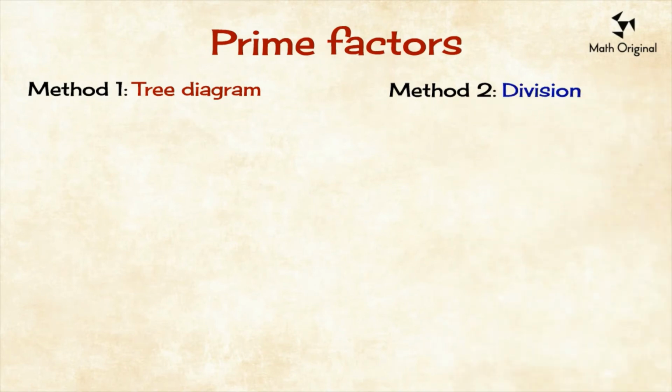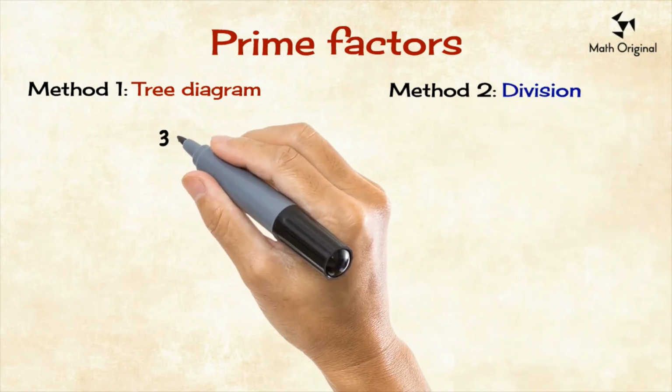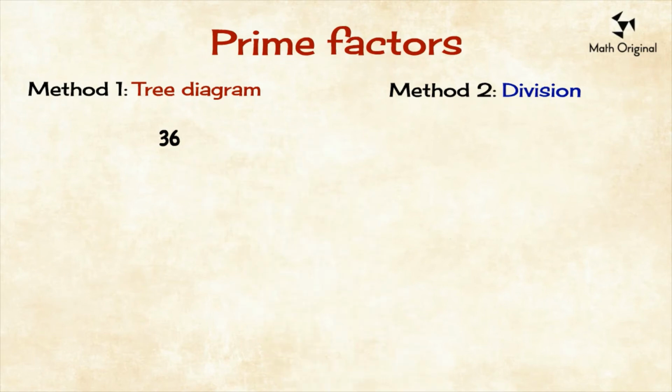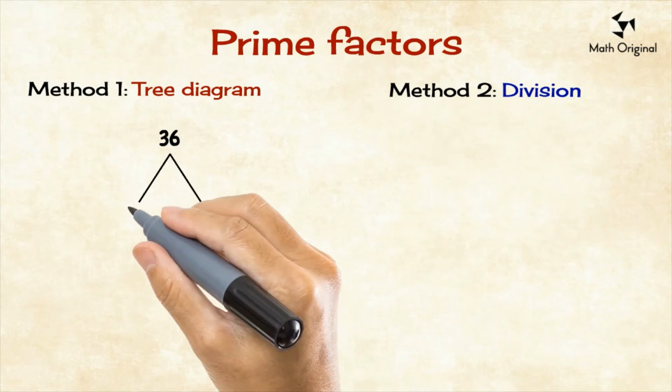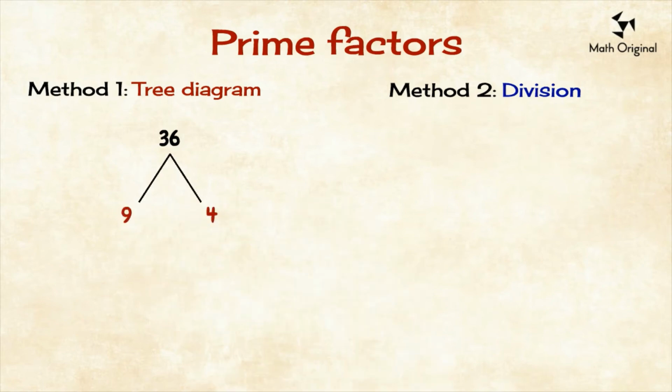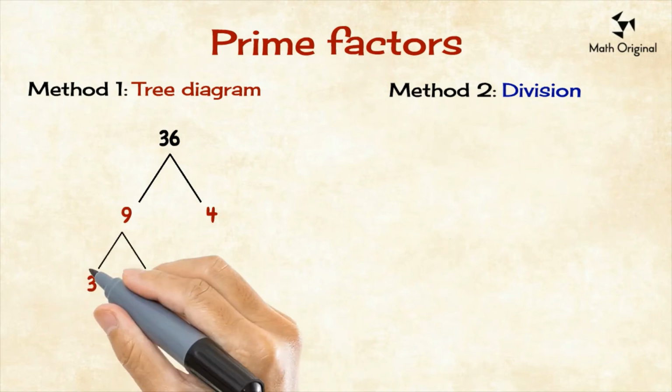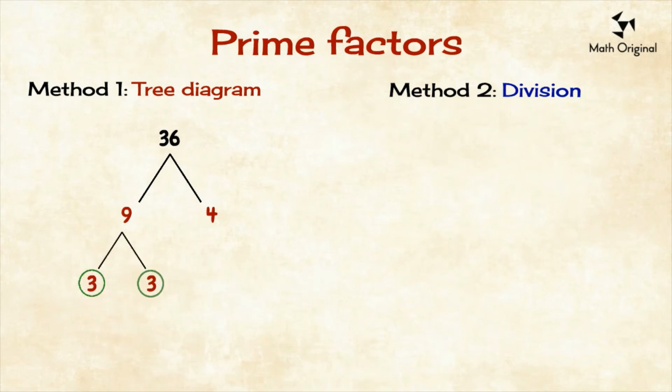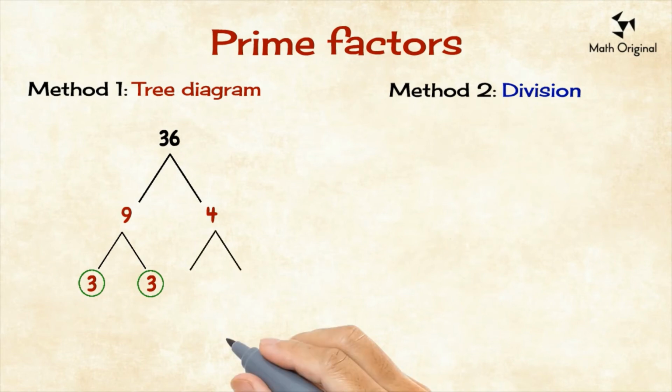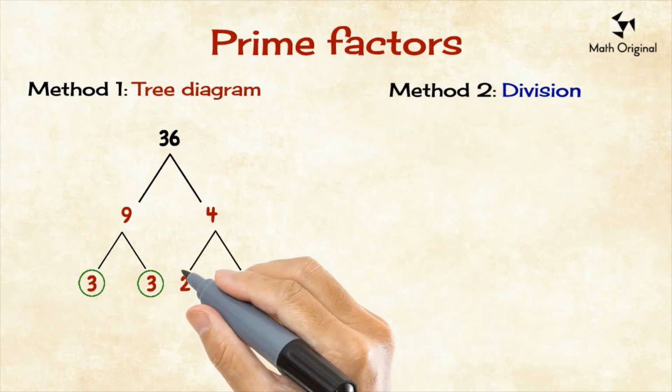For example, finding the prime factors of 36 by using the tree method. Firstly, we write 36 as a product of two factors, 9 and 4. If a factor is prime, we circle it and if it's composite we write it as a product of two factors. So, we write 9 as a product of 3 and 3, and since 3 is a prime number we circle it. Then, we write 4 as a product of 2 and 2, and since 2 is a prime number we circle it.